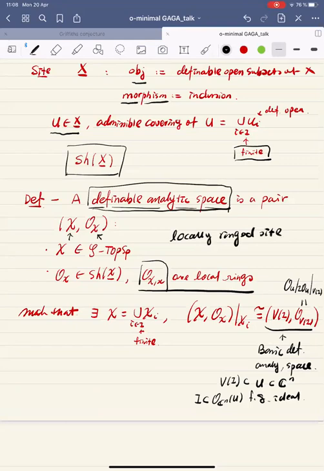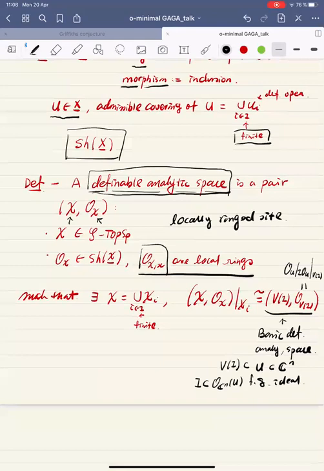Such that locally it is given by the following data. We have a finite cover such that if we restrict to each open subset, then it's isomorphic to some so-called basic definable analytic space. This space is a closed subset of some definable open subset in some C^m, and this I is a finitely generated ideal of the ring of sections over this definable open subset. Okay, this is the definition. So locally, it's just basic definable analytic spaces.